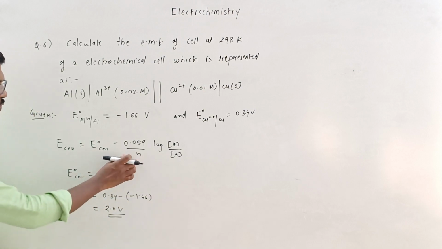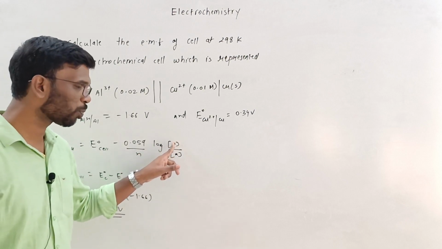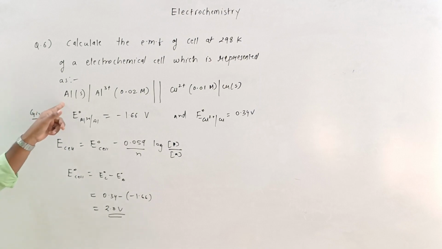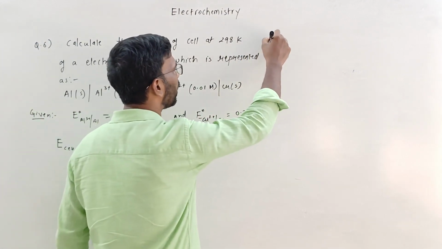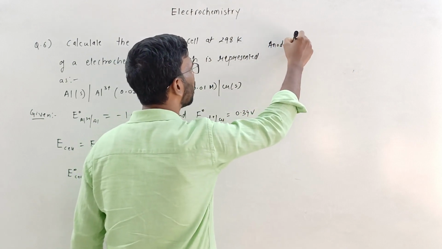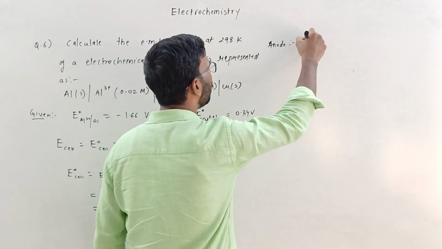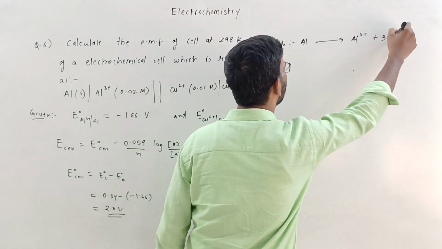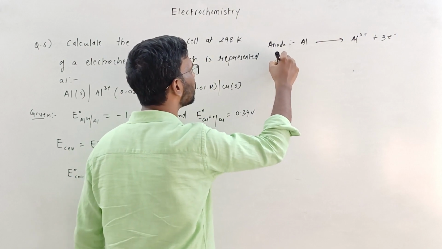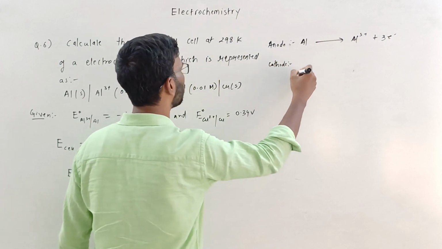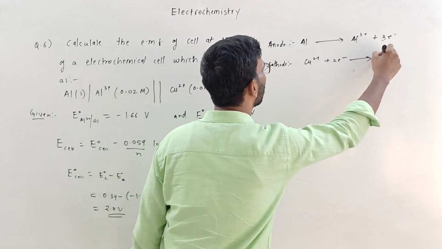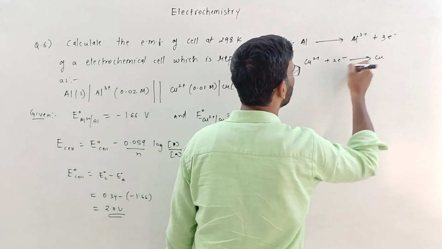E naught is equal to 2.0. We got this value. We need N, and to write all these things, product upon reactant, we require an overall cell reaction also. This is an anode, oxidation taking place, right? So I am writing the anode half reaction: aluminum getting oxidized to Al3+ by loss of 3 electrons. And what is the cathode? It is copper 2+ accepting 2 electrons to get copper, right?